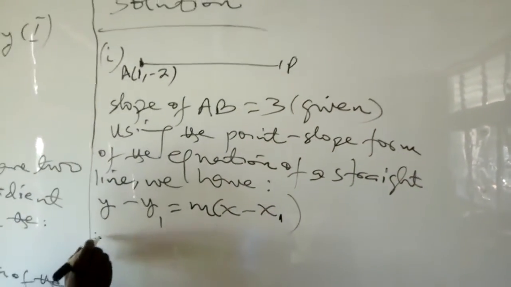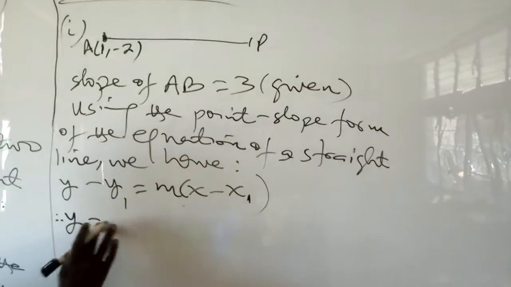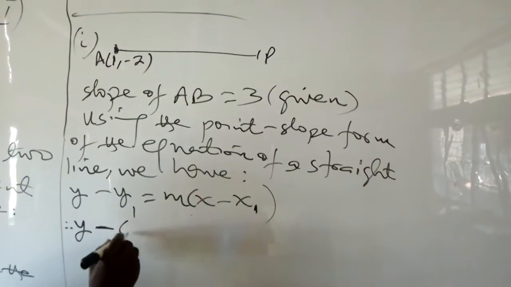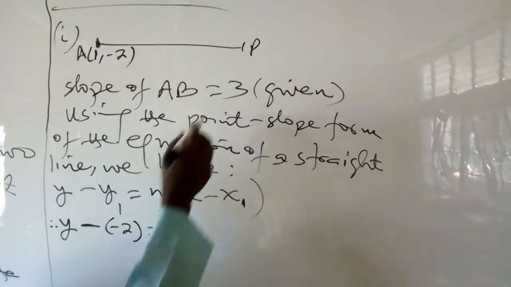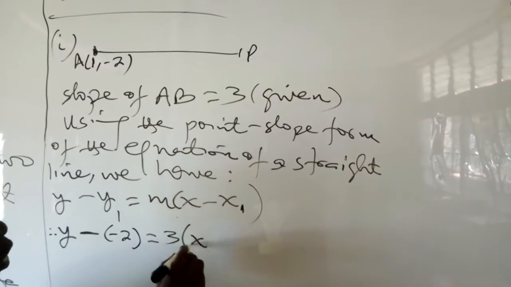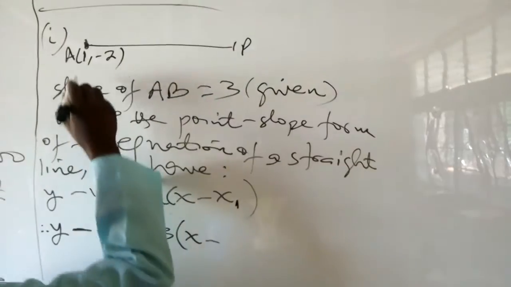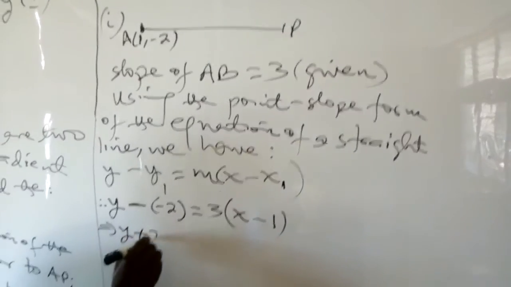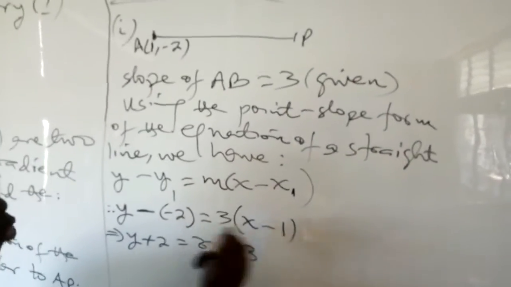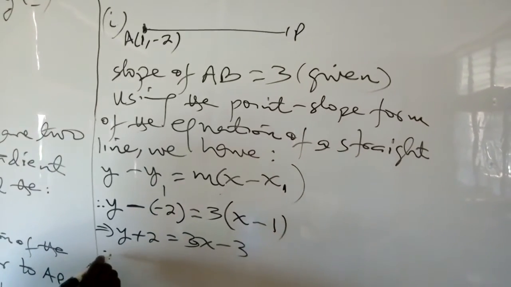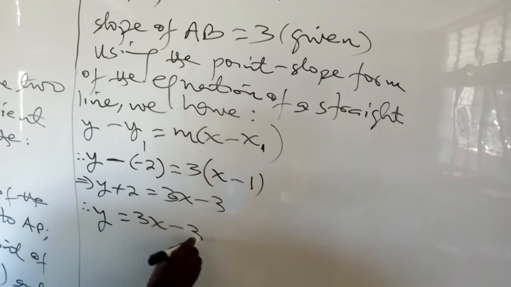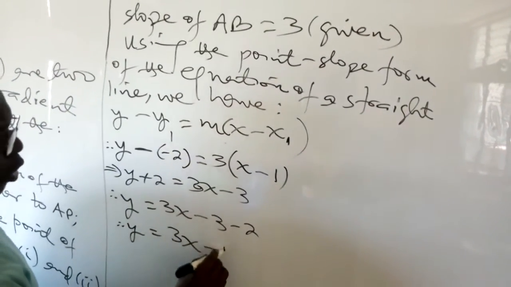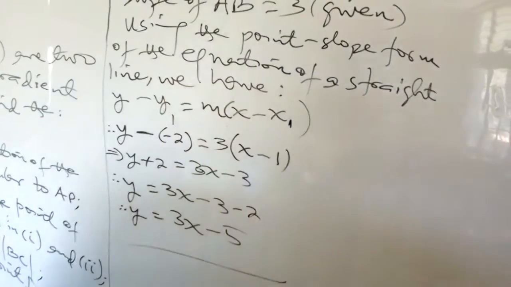So y minus y1, where y1 in this case is the y coordinate of point A. That would be y minus (-2) equals 3, the given slope, into x minus 1. Minus times minus is plus. y plus 2 equals 3x minus 3, opening the bracket. So y equals 3x minus 3, take plus 2 across, it gives minus 2. So y equals 3x minus 5. This is the equation of line AP.